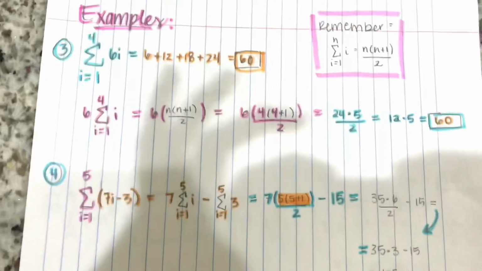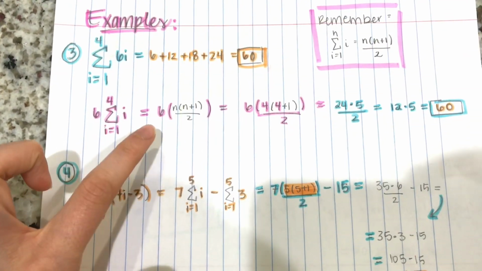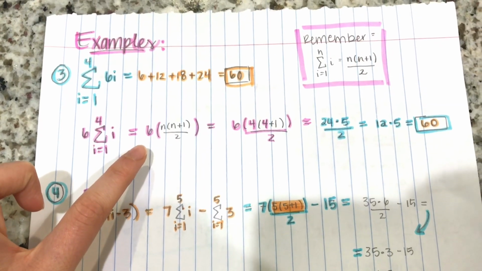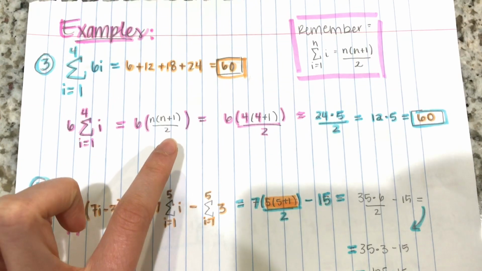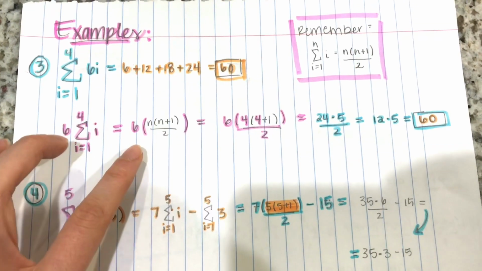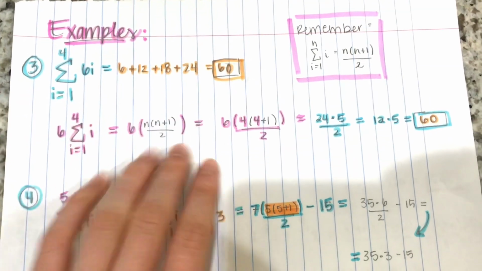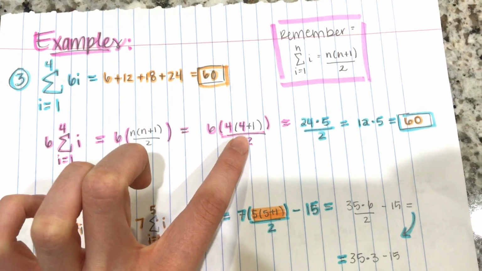Now, I'm going to show you how to do it with the formula as well. Same problem. Now I'm just going to use the formula that tells us that to find the sum of i, you can do n times n plus 1 divided by 2. We have a constant out here. You just multiply this term by the constant. So this is going to become 6 times 4 times 4 plus 1.